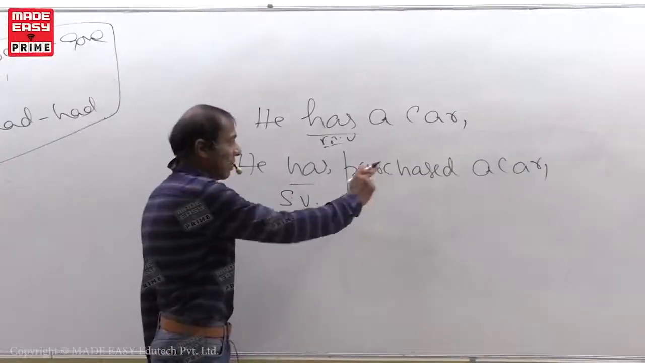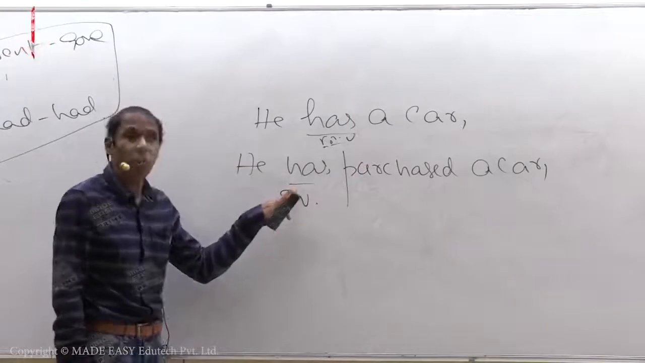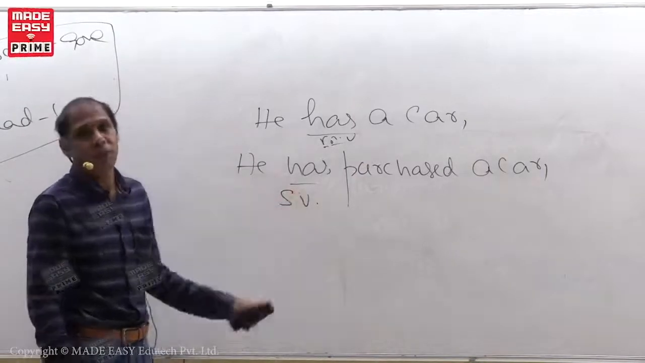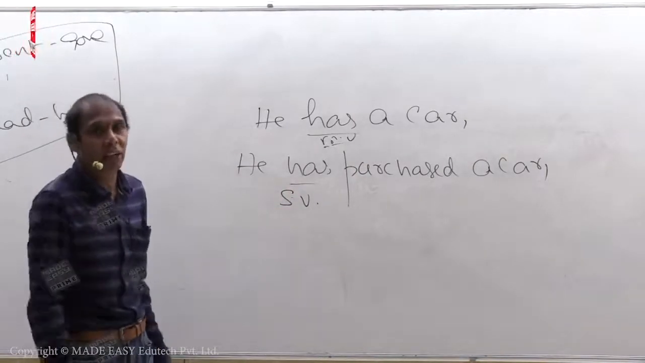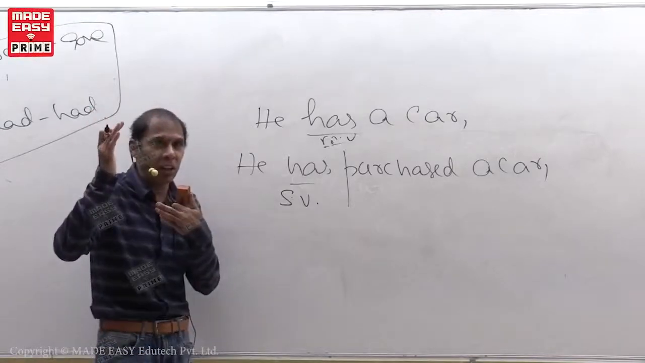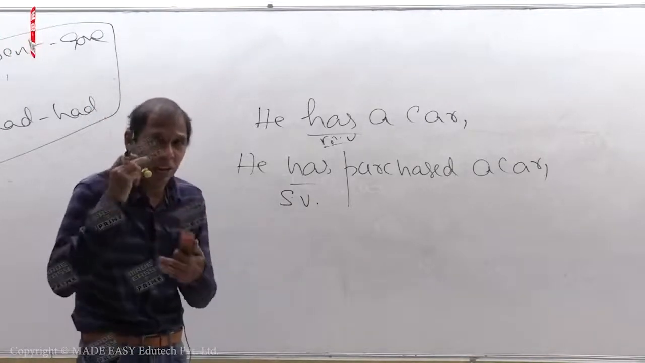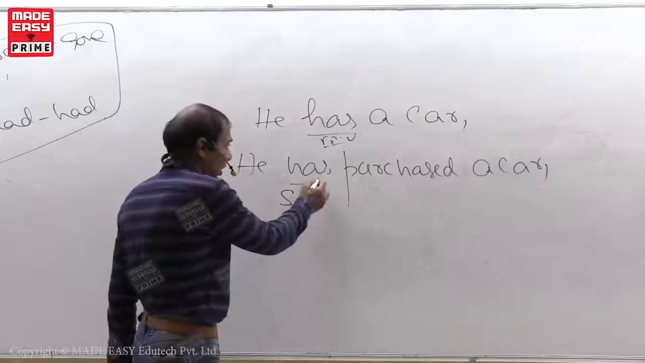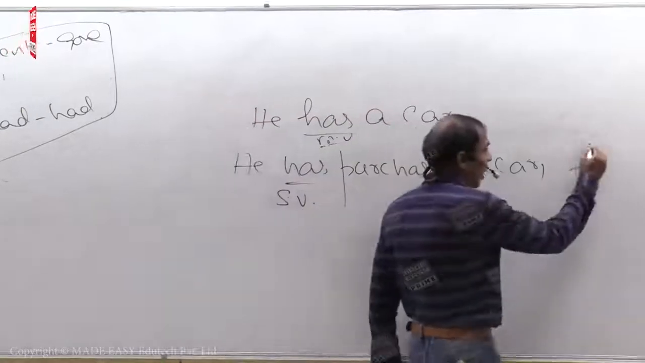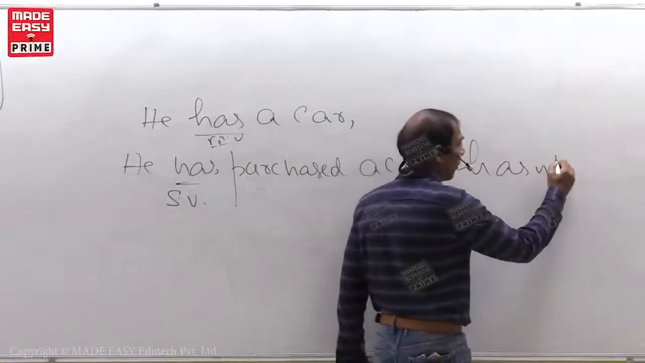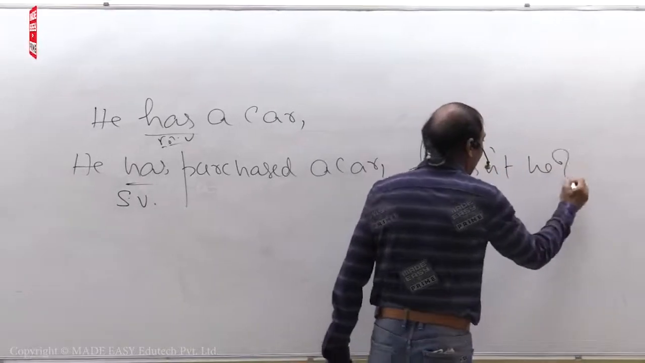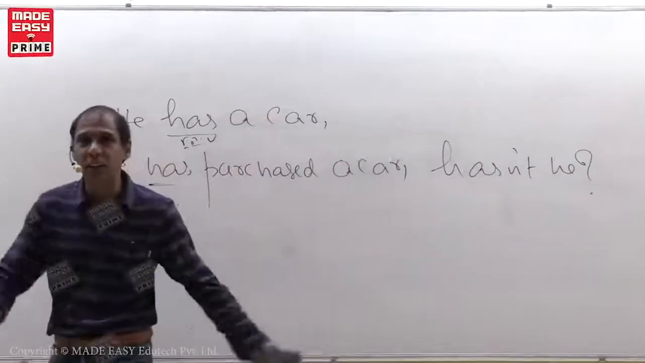See, he has purchased a car. Statement is positive or negative? Positive. So the question tag must be negative. If you want negative, what is the rule? Put not after the special verb. What is the special verb here? Has. Has not, short form, hasn't. Hasn't he.